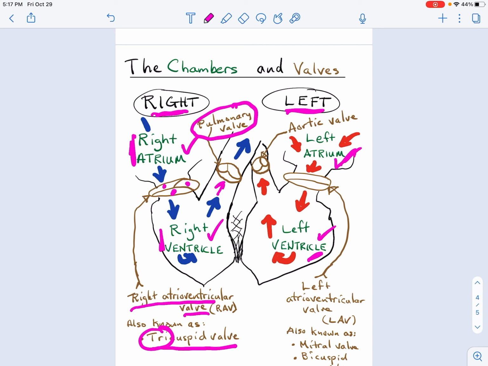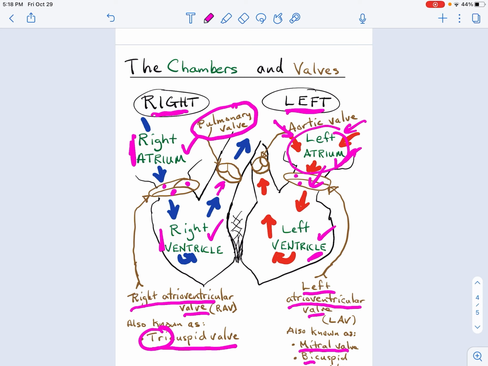to the lungs. The left atrium receives oxygenated blood from the pulmonary veins. So we have blood coming in from the left lung, we have blood coming in from the right lung, and that oxygenated blood moves through the left atrioventricular valve, which is also known as the mitral valve or the bicuspid valve. It has 2 cusps looking at the valve, 1, 2.